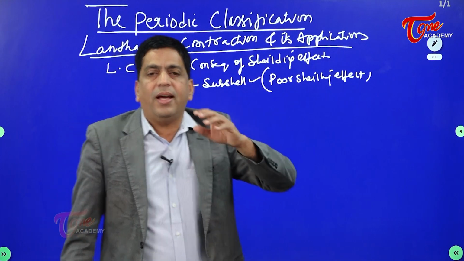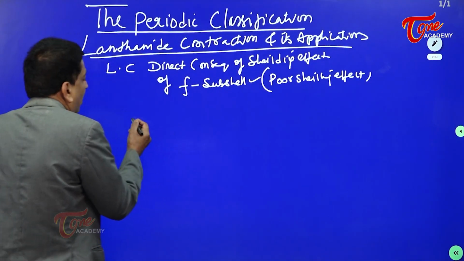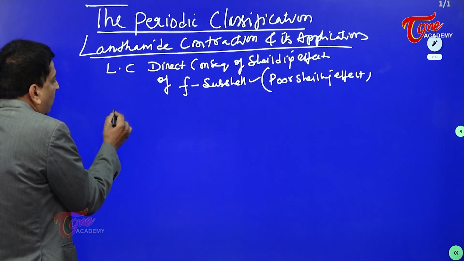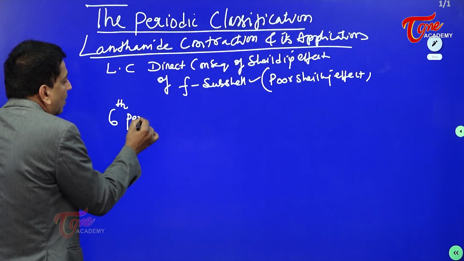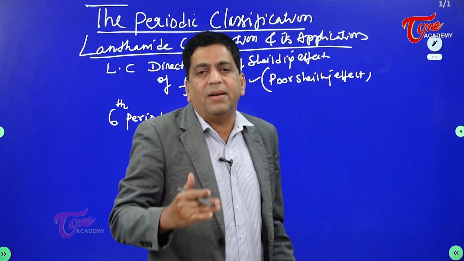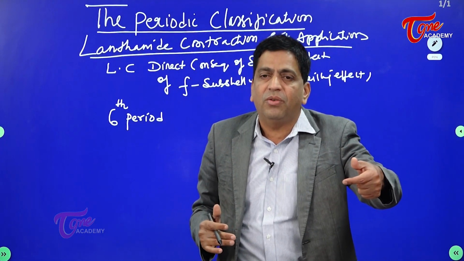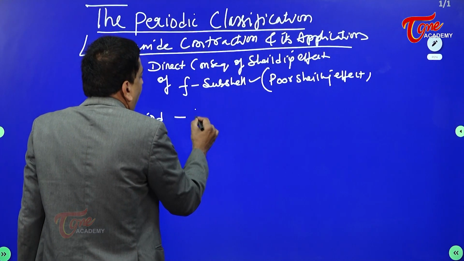Now where do we find these lanthanides? Are they d block or f block? Observe, just a recollection of what I said. If you consider the 6th period in the periodic table, you have 7 periods and we are stopping at the 6th period. In the 6th period, you have an element called lanthanum.